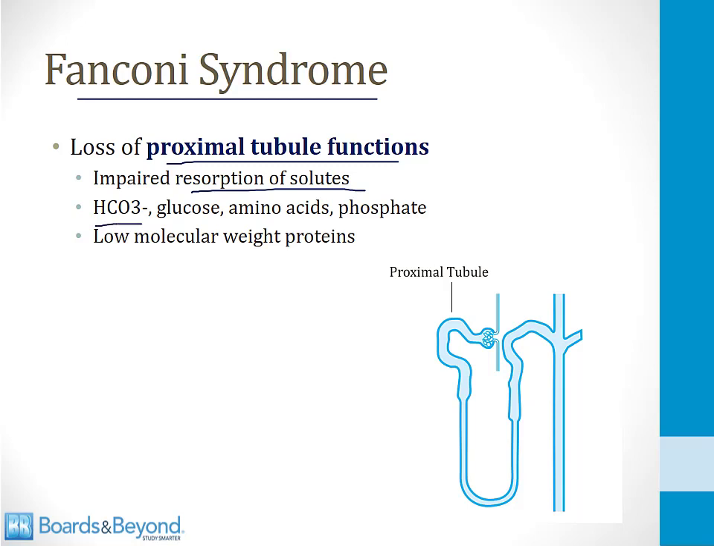This includes bicarbonate, glucose, amino acids, phosphates, even some small low molecular weight proteins which can be filtered at the glomerulus. They are reabsorbed by the proximal tubule, and all of these things are going to go out in the urine in Fanconi syndrome, and they like to test you on this to see if you understand what the proximal tubule is supposed to do.